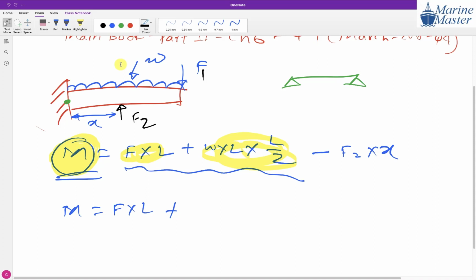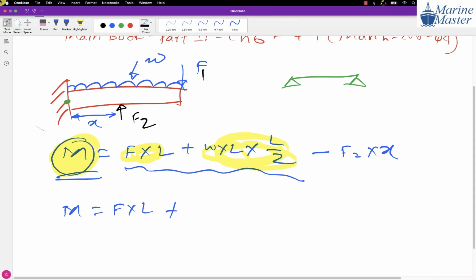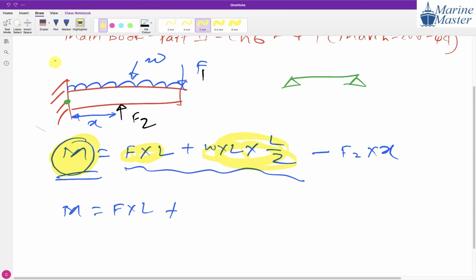Sir, in this case also the summation of moment across the fixed point will be 0? How will it be 0 at the fixed point? I'm telling you now, guys. The forces that we are showing are not the complete forces. There are a few forces at the fixed end also. The reaction forces are going to develop, which we are not showing.